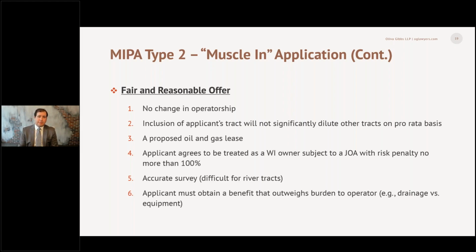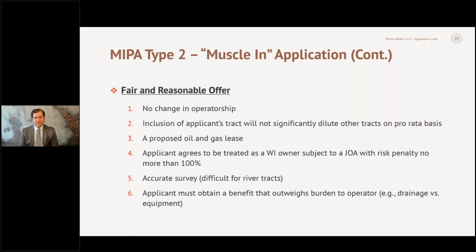So again, this is why it needs to be that small tract. If you own a 100-acre tract of land and you're trying to force your way into a production sharing agreement or an allocation well, you're going to significantly dilute all the other tracts, obviously. And so it needs to be a smaller tract generally that's getting added.